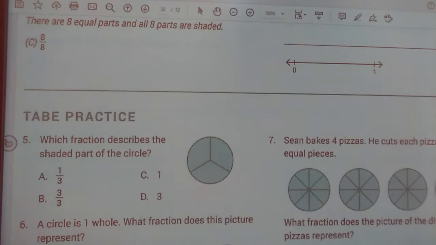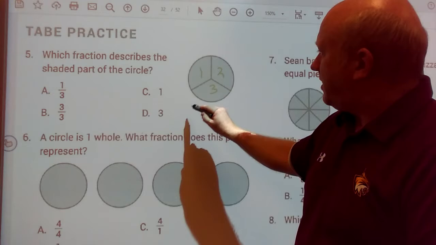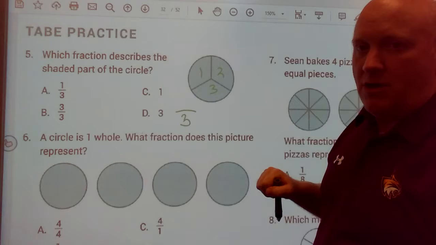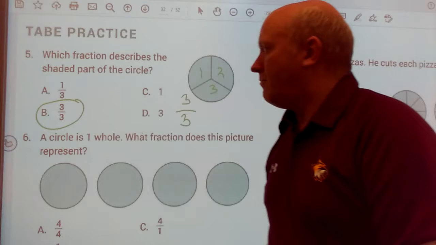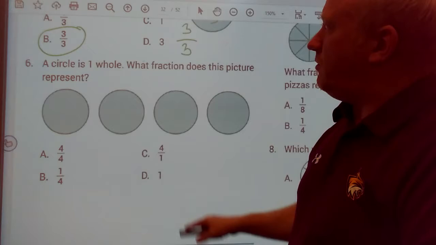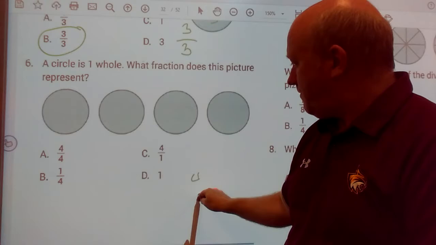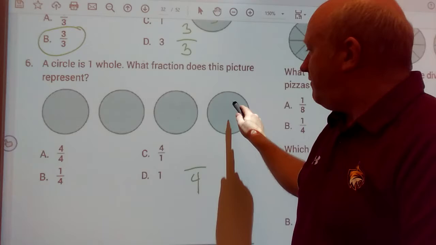Now let's do some practice now. Which fraction describes the shaded part of the circle? Okay, we know there are 3 equal parts, and how many parts are shaded? 3. And there you go. Now let's look at number 6. Alright, now, which fraction, a circle is a whole, which fraction does this picture represent? Okay, how many equal parts do we have? 1, 2, 3, 4. Okay? And each equal part is what? Shaded. 1, 2, 3, 4. And there you go.